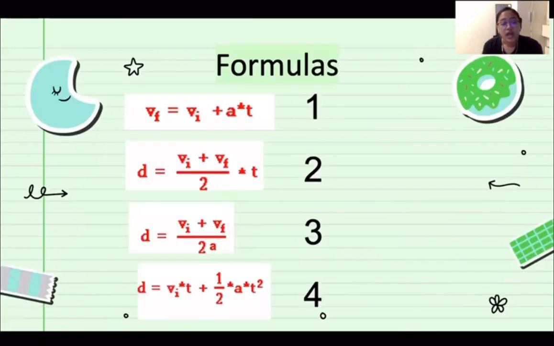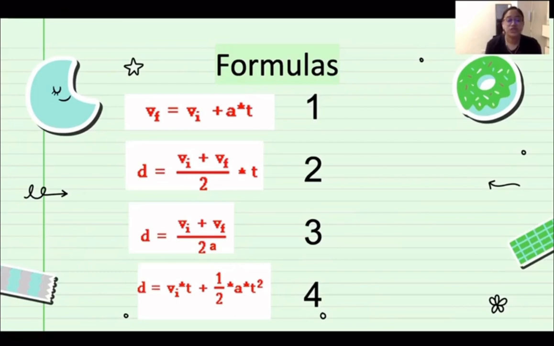Time is used to quantify, measure, or compare the duration of events, the intervals between them, and even the sequence of events. Now that we know the different concepts involving kinematic equations, we need to know the four equations that we will use. These are the four kinematic equations in order from equation 1, 2, 3, and 4. Equation 1 has no distance in its formula. Equation 2 has no acceleration. Equation 3 has no time. And equation 4, which is the last kinematic equation, has no final velocity in its formula.